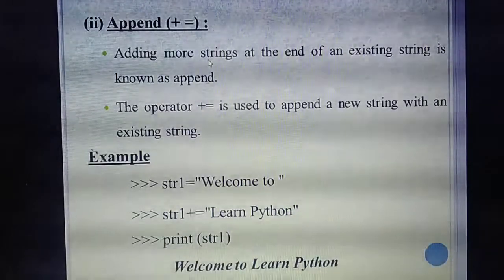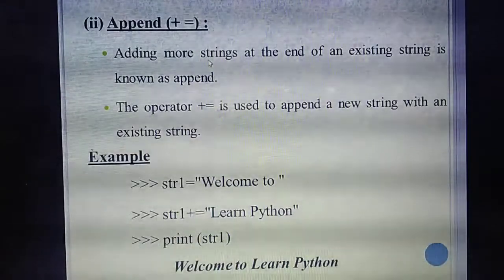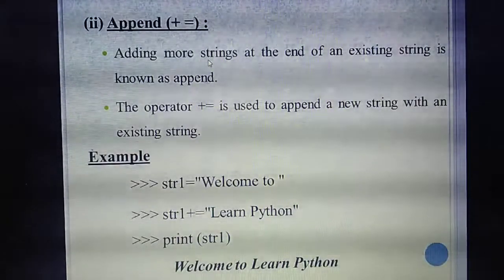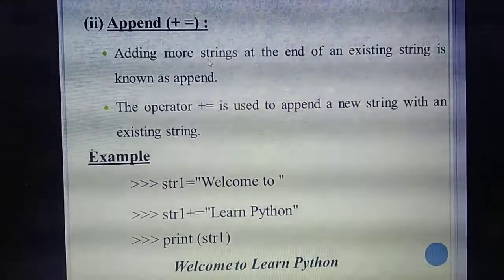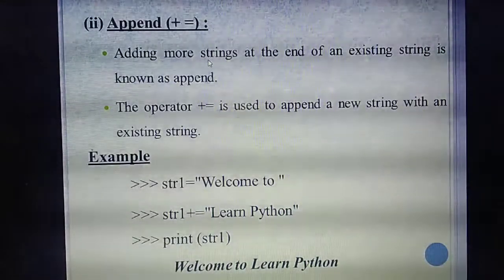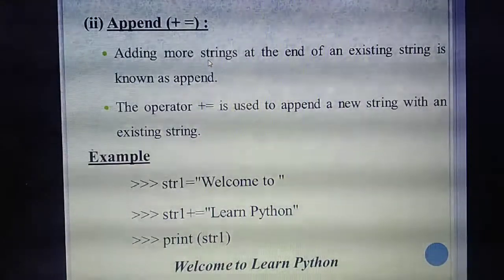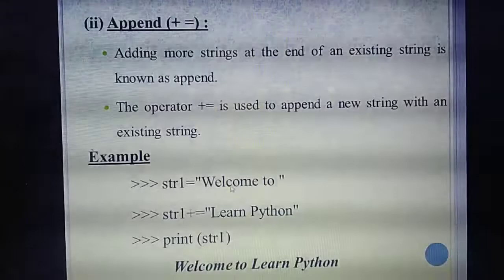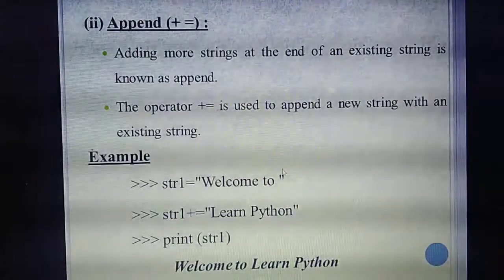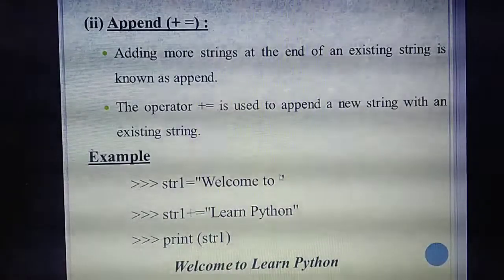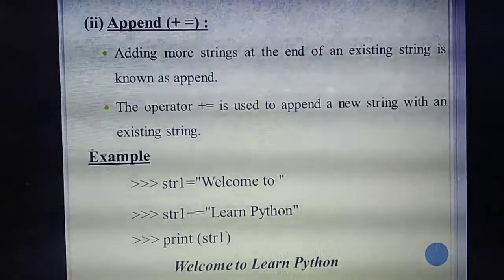For example, already one word is there: welcome to. You need to add some words next to the welcome to, that means at the end of the string. See the example. Already one string is there. What's the string? Welcome to. So you need to add from this, welcome to learn Python. After that, you need to add some strings at the last.